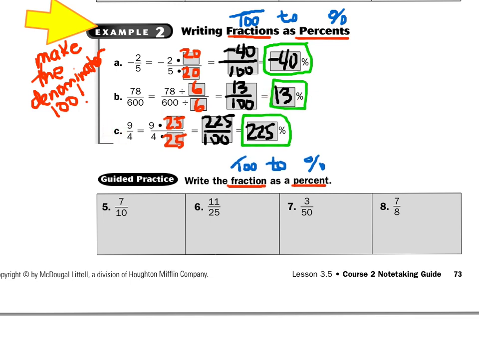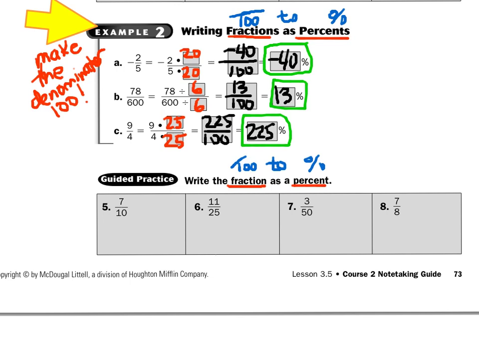And then take a look at C. I have 9 over 4. And again, I want to make the denominator become 100. So if I had 4 times 25, that would give me 100. Whatever I do to the bottom, I have to do to the top. 9 times 25 gives me 225. So I have 225 over 100, which is just 225%.